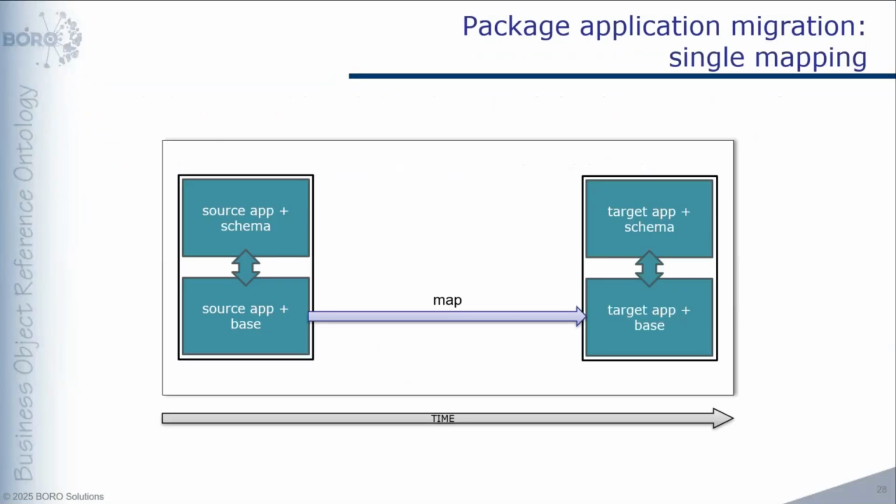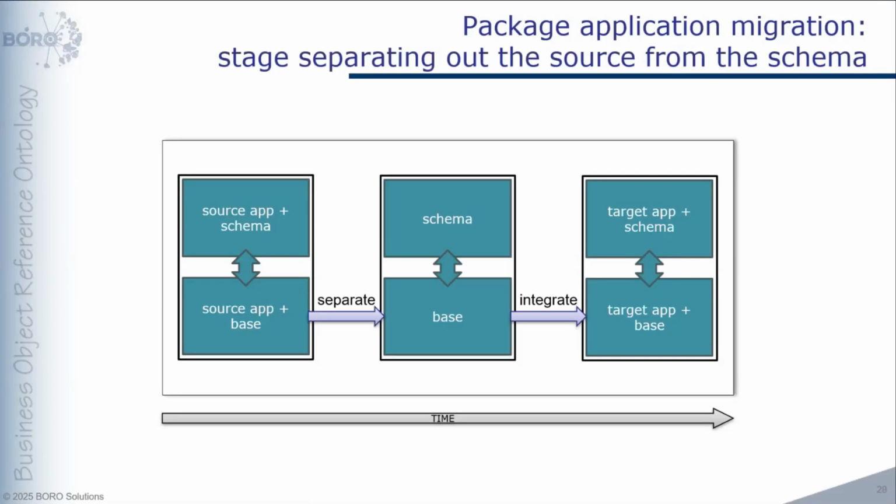So let's go on here. If you're doing a package application migration and it's particularly simple and you're a novice, probably the first thing you do is you take the data from the source system and map it straight to the target system, and you just do it on a single mapping. If you are more sophisticated or it's a bigger task, you might put something in the middle.